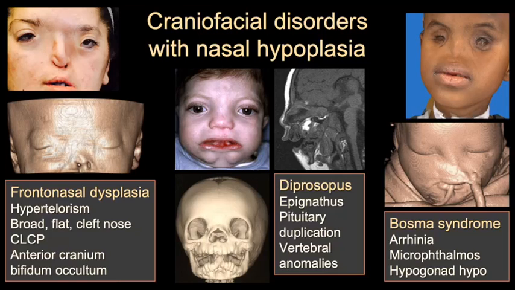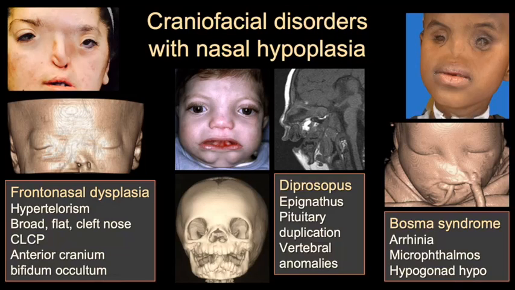Here's a potpourri of craniofacial disorders with nasal anomalies. In the first, there's hypertelorism, marked anomaly involving the skull, the nose. There's cleft lip and palate. This can be associated with a defect as seen in the earlier patient, as well as sometimes craniosynostosis, and this is frontonasal dysplasia. How about this patient? Well, this is Bosma syndrome. It's very unusual. The nose and nasal cavity are absent, and there's microphthalmos.